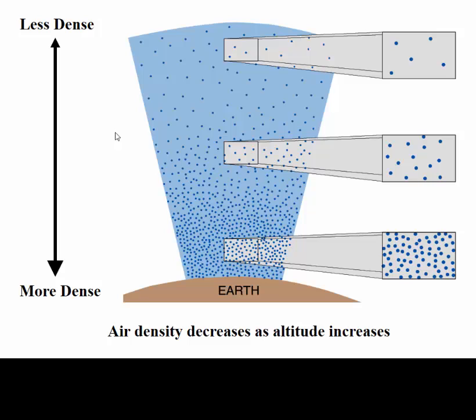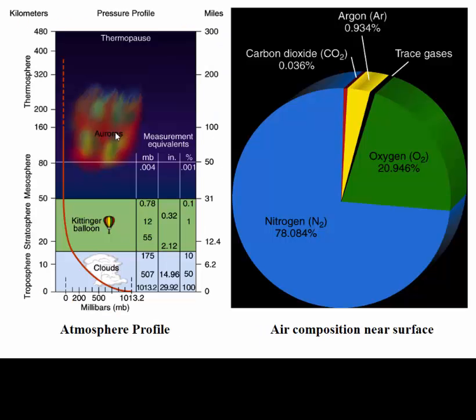And you can see, just because of gravity itself, air density decreases as we increase in altitude. So denser air is closer to the surface of the Earth than less dense air. You can see the composition of it here. More than 3/4 of it is nitrogen, a little more than 21% oxygen.